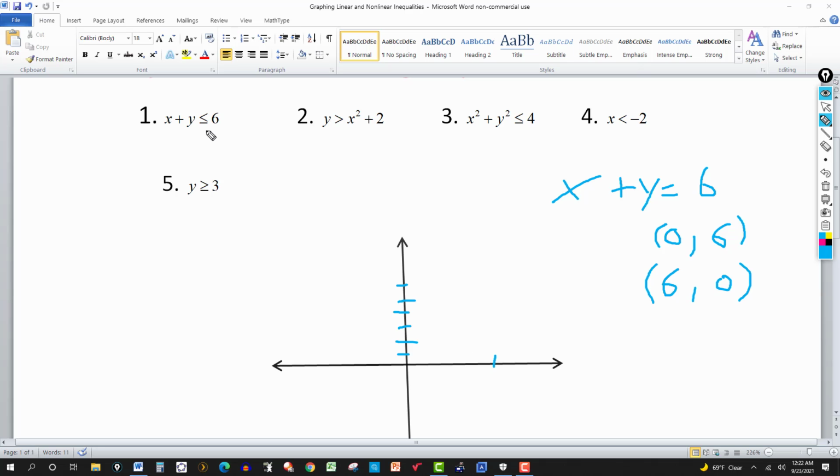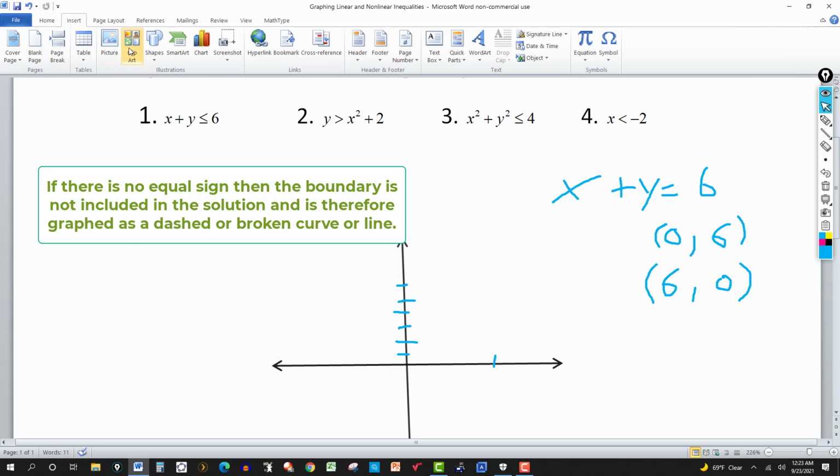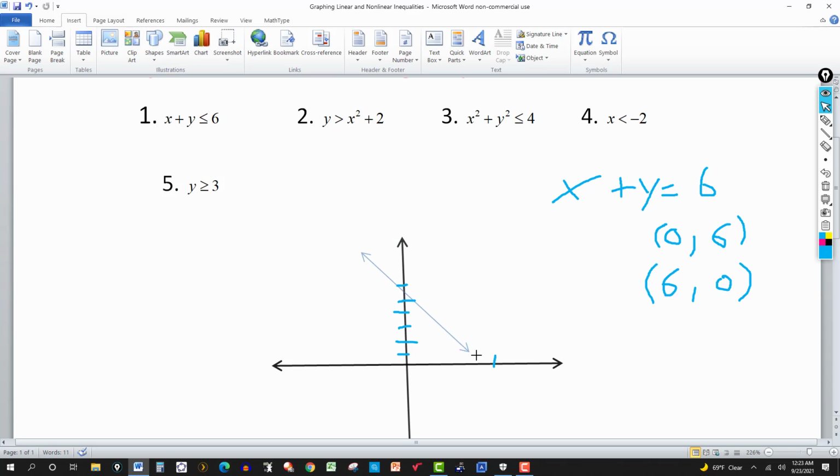Now, if this inequality has a less than and equal, if it has the equals, that means the boundary is going to be solid. In this case, it'll be a solid line. If it didn't have that equals there, it would be a dashed or broken line. So in this case, then, I'm going to put a solid line there. I'm going to insert it from the shapes. So there's the boundary.